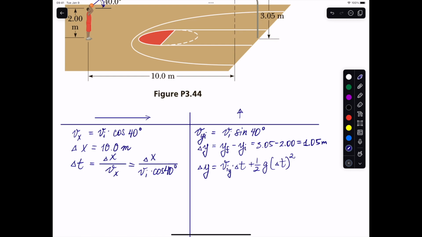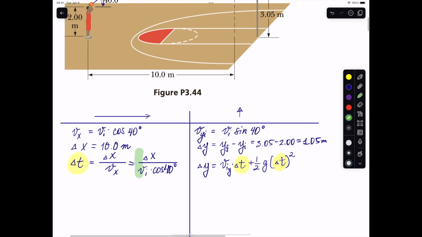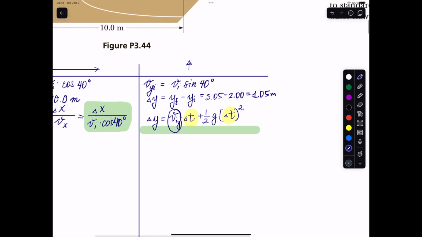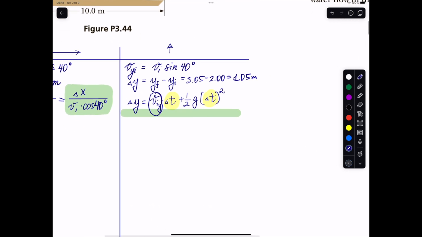And now the trick is, even though I do not know time, which is incorporated in here, I do have the expression for it, which is right here. So what I'm going to do is the substitution. I'm going to grab this whole contraption of change in x over V initial cosine of 40, and I'm going to plug it into this formula right here. So first off, we need to make sure that this little puppy here is appropriately written as V initial sine of 40. And then we can do some canceling, and it's going to all work out.